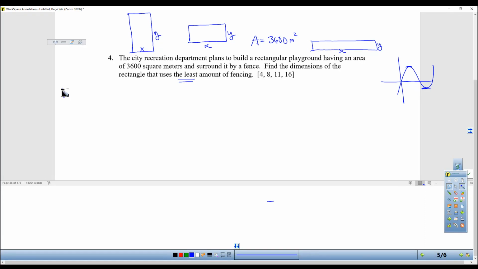So this is the last one. I'm going to put steps on it for you. Step 1. What is the equation that you're trying to maximize or minimize? The fencing. So you can use F for fencing, or I'm going to use P for perimeter.